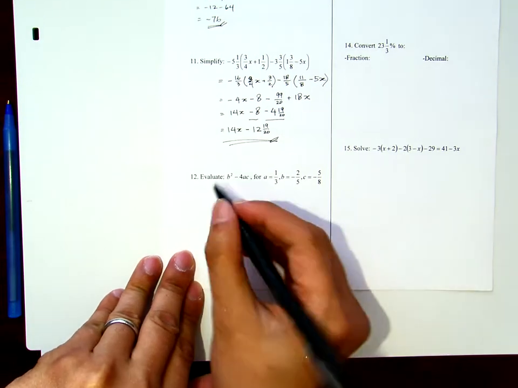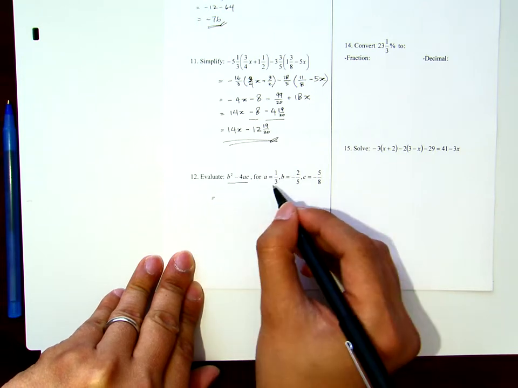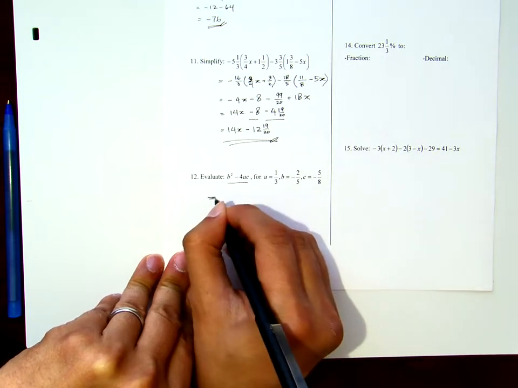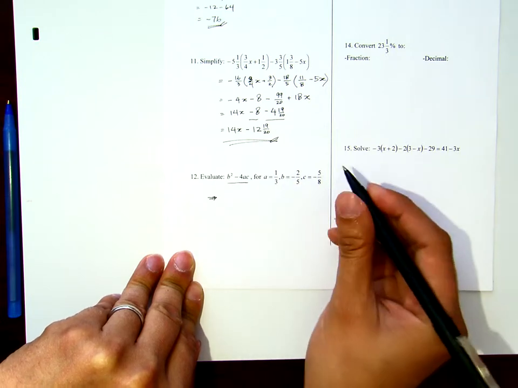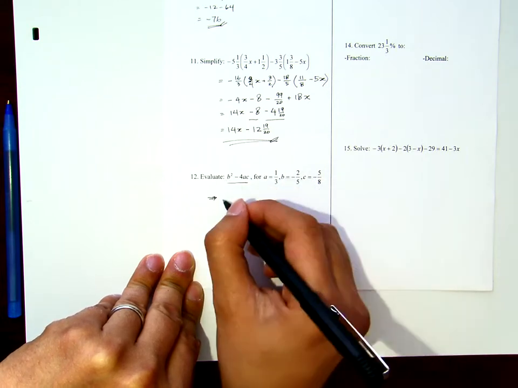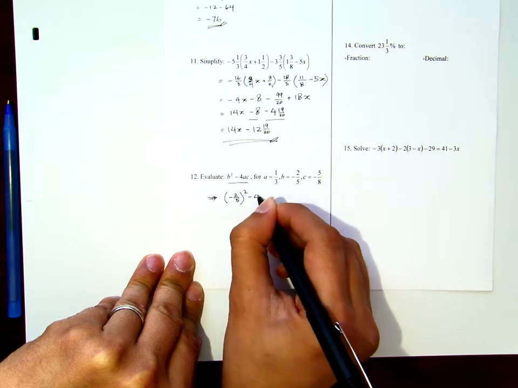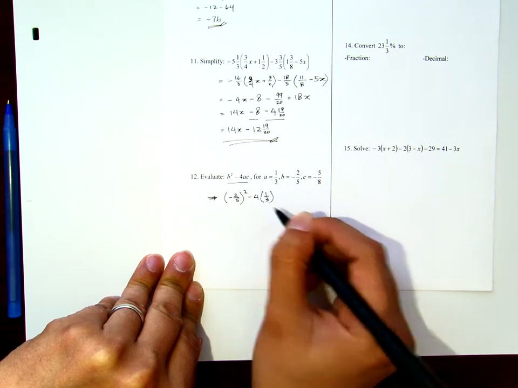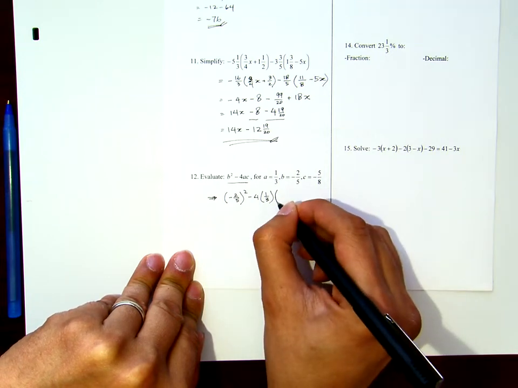Number 12, I will evaluate this expression given that a, b and c are those fractions. What I will do first, I will replace each variable there with the corresponding value. Remember, when you replace a variable by a negative number, you should use parentheses. And actually in this case also, if I don't use parentheses here, you may see that as a mixed number maybe, so to avoid that misunderstanding, I use parentheses also there.